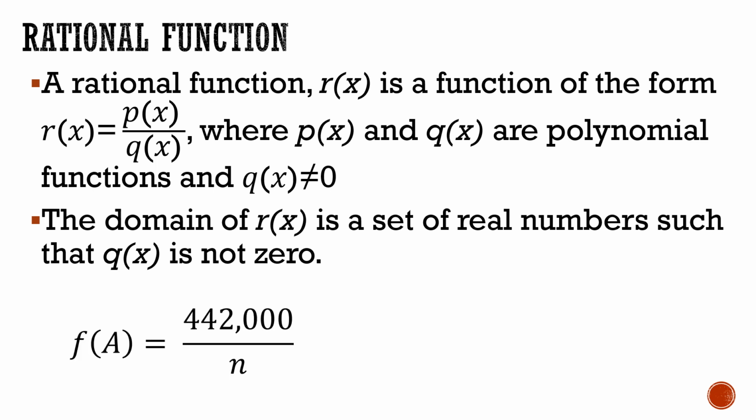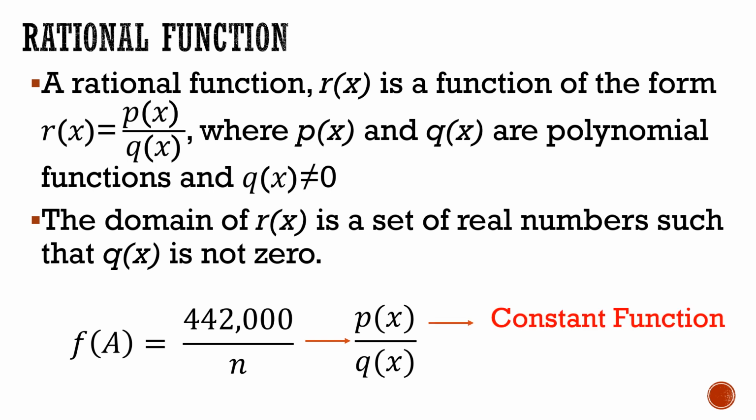So, balikan po natin yung example natin kanina na f of a is equal to 442,000 divided by n. So, di ba nasabi ko na this is an example of rational function? So, ano po ang ating p of x dyan tsaka q of x? So, syempre, ang p of x po natin is yung 442,000 and then, ang q of x po natin is yung n. So, ano pong tawag dun sa function na p of x? Yan po ay tinatawag na constant function. Yung nasa baba naman po ay linear function. So, based po kasi sa definition ng rational function, kailangan daw po na si p of x at saka si q of x po are both polynomial functions. Okay po?